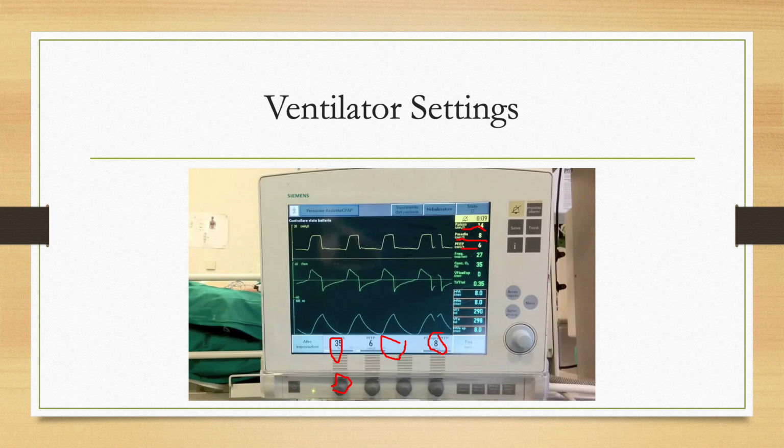The next one down is mean airway pressure. Mean airway pressure is the average pressure in the circuit over the minute of being on the ventilator. And I often use it to correlate how well I'm treating a patient with positive pressure. And that's something we'll get into in later modules.